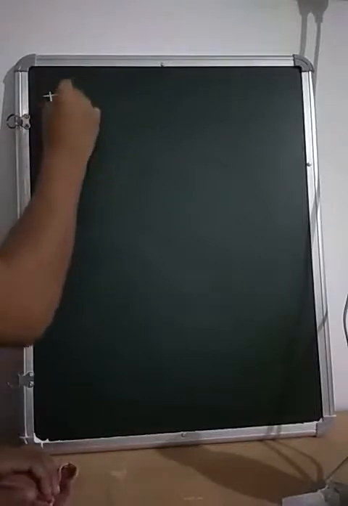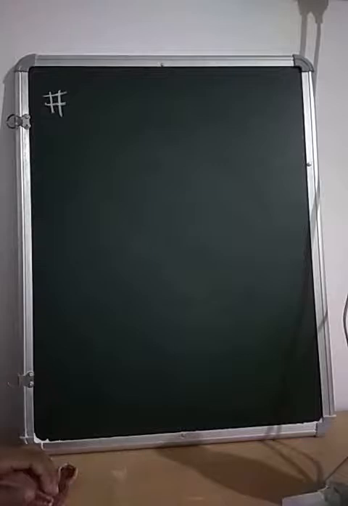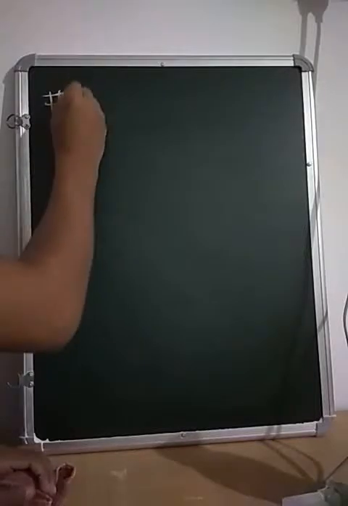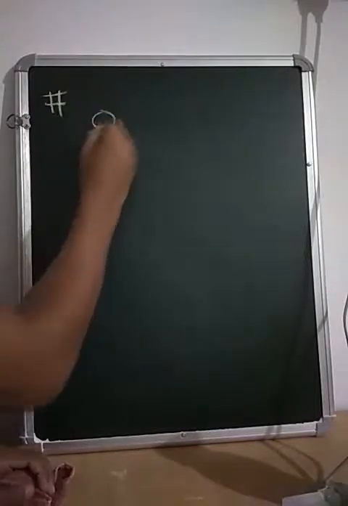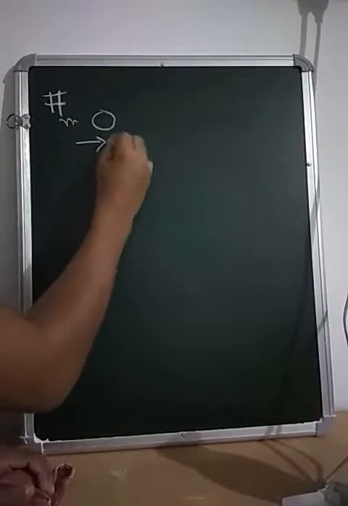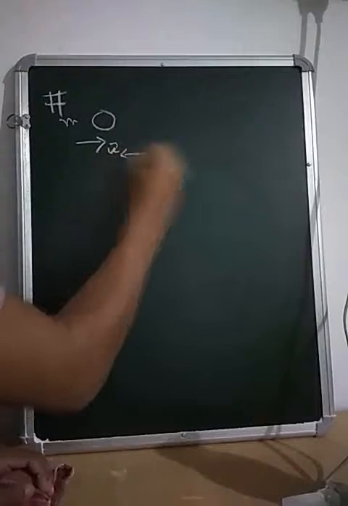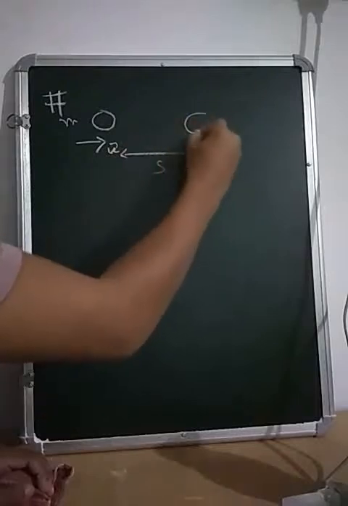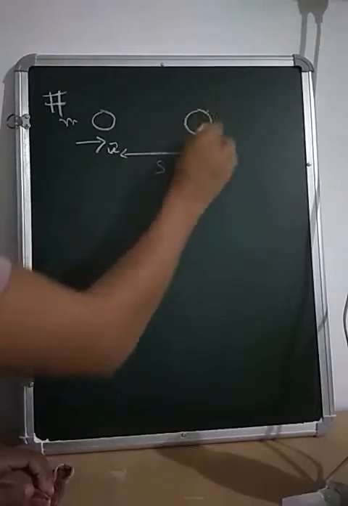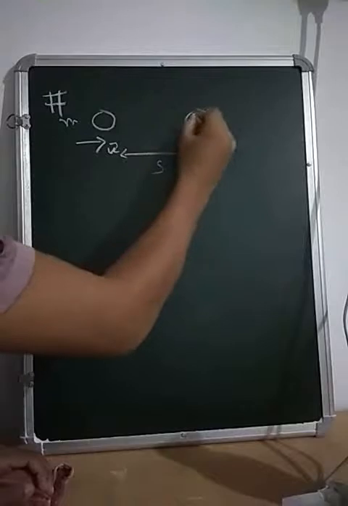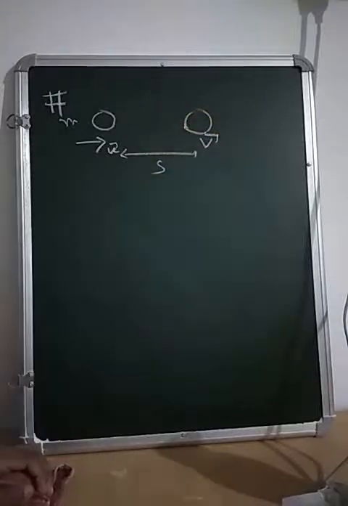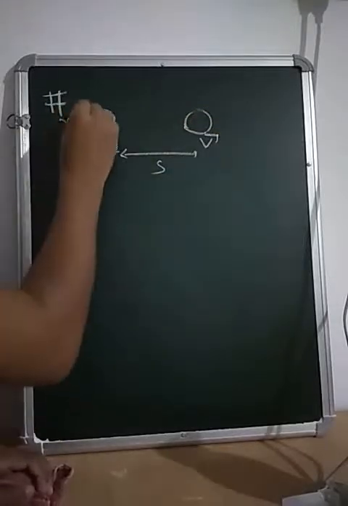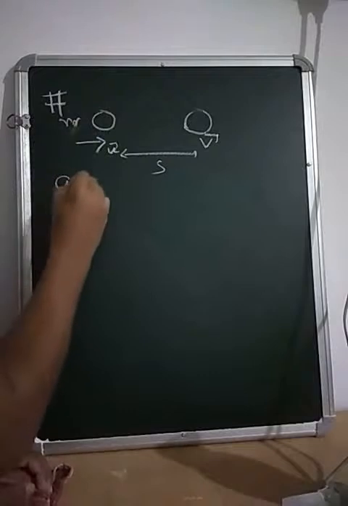So what is the theorem? Suppose there is an object of mass m moving with an initial velocity u, and after covering a distance s, the velocity of this object becomes v. Suppose the object of mass m is moving with an acceleration.